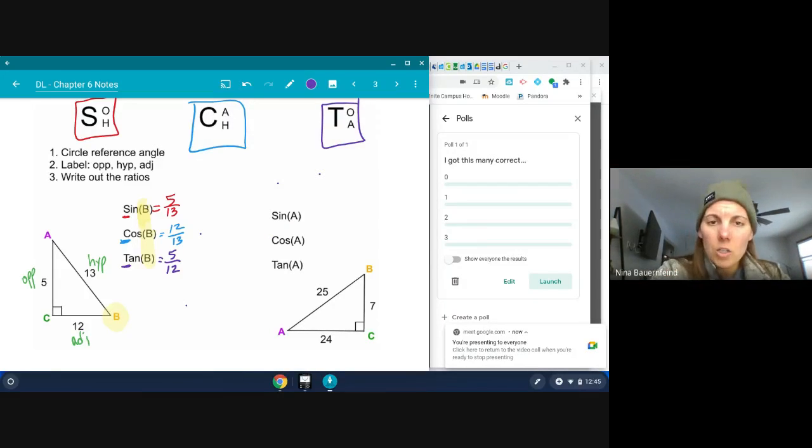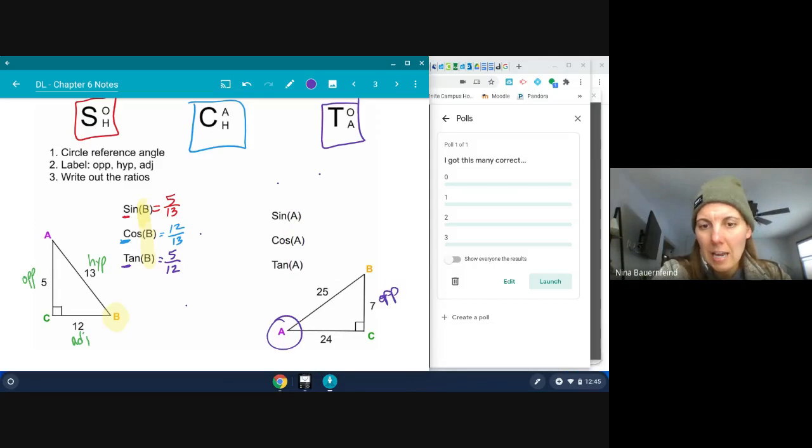Okay, so here the reference angle was A. This is your opposite because it's not touching A. This is the hypotenuse, because it's straight across from the 90-degree angle. It's pointing at the 90. And that means this must be the adjacent.